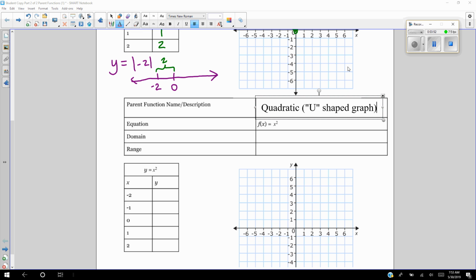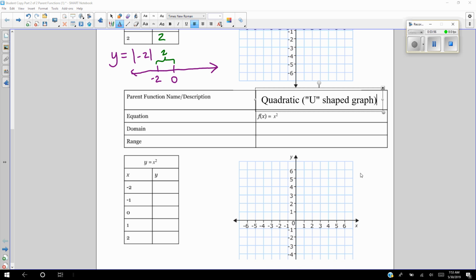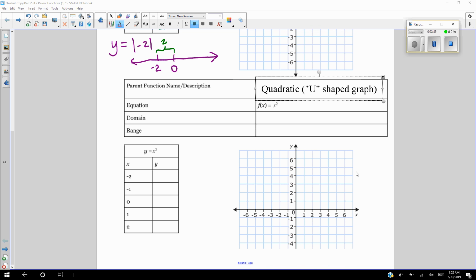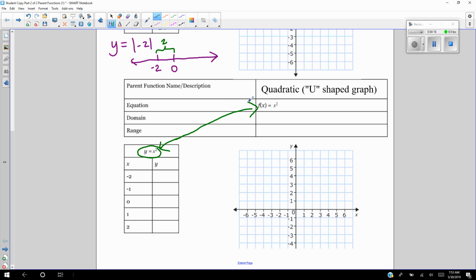All right, so our next function is the quadratic function's U-shaped graph. The equation you can see there's f of x equals x squared. And again, you'll notice I'm still using y equals x squared every once in a while. We're slowly going to phase that out. Remember, that's the same thing as f of x equals x squared. Don't get confused by the different notations.